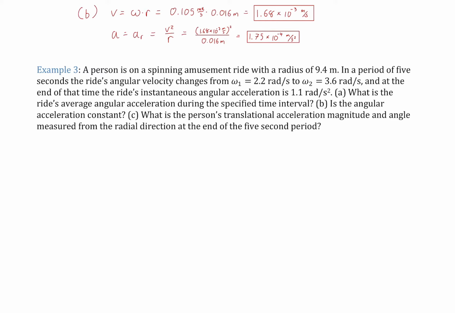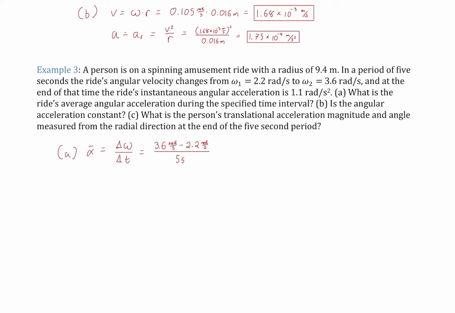Okay, so a person is on a spinning amusement ride with a radius of 9.5 meters. In a period of 5 seconds, the ride's angular velocity changes from 2.2 radians per second to 3.6 radians per second, from omega 1 to omega 2. At the end of that time, the ride's instantaneous angular acceleration is 1.1 radians per second squared. What is the ride's angular acceleration during the specified time interval? Is the angular acceleration constant? And what is the person's translational acceleration magnitude and angle measured from the radial direction at the end of the 5-second period?